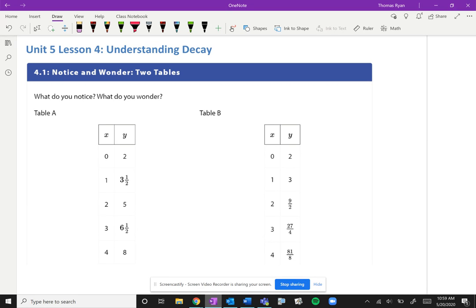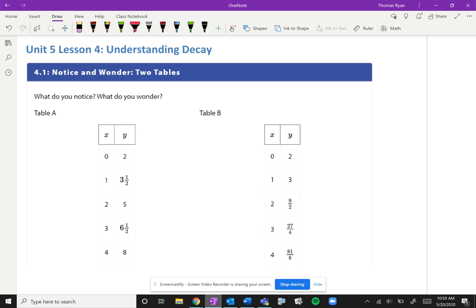Before we do that, let's just get ourselves noticing and wondering, get ourselves thinking back into just looking at how two different tables can grow. So before we get to decay, let's focus on things we're more comfortable with, which is when things are growing. So we're asking you, what do you notice? What do you wonder?